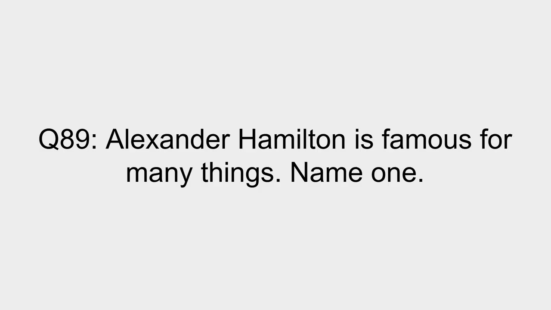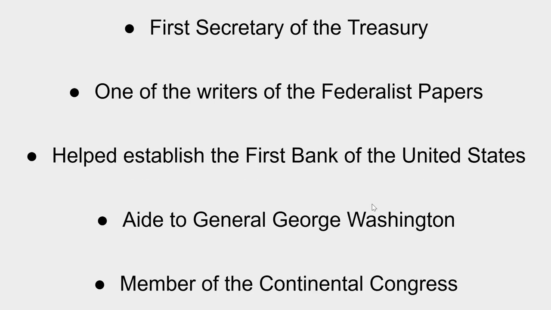Except for this guy, Alexander Hamilton, famous for many things. Name one. He was one of the writers of the Federalist Papers. This is one, there's not a really easy one. You just have to pick one of them to learn. First Secretary of the Treasury. Federalist Papers is a previous question that might help. He also did some with the First Bank, General Washington, Continental Congress.